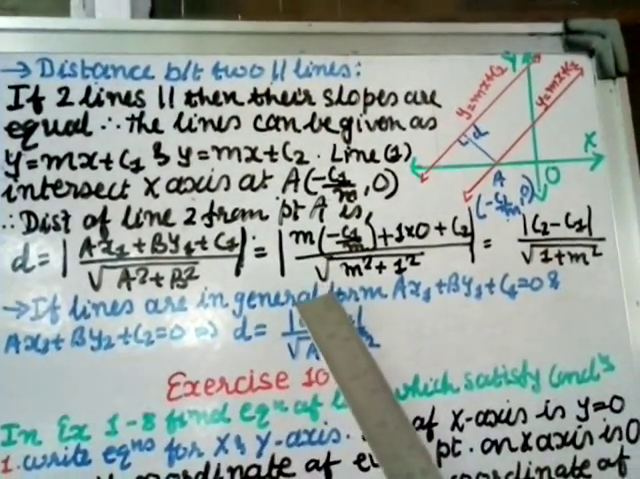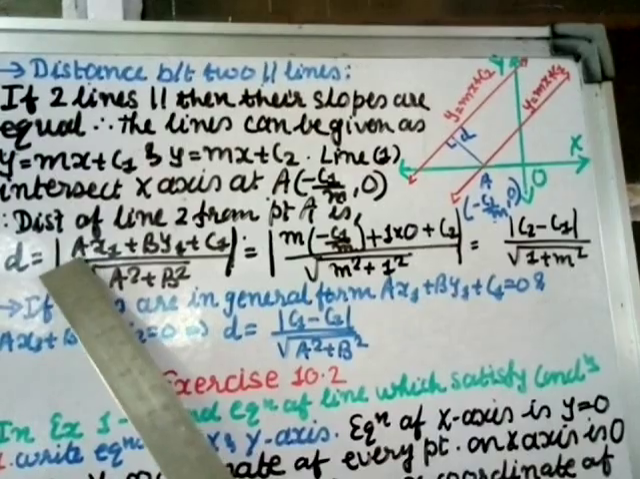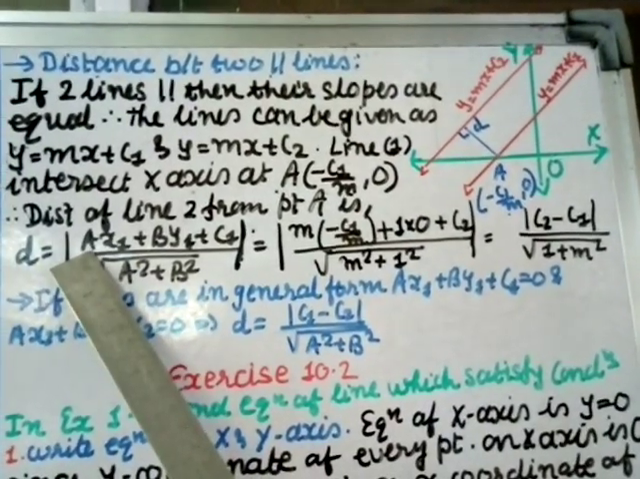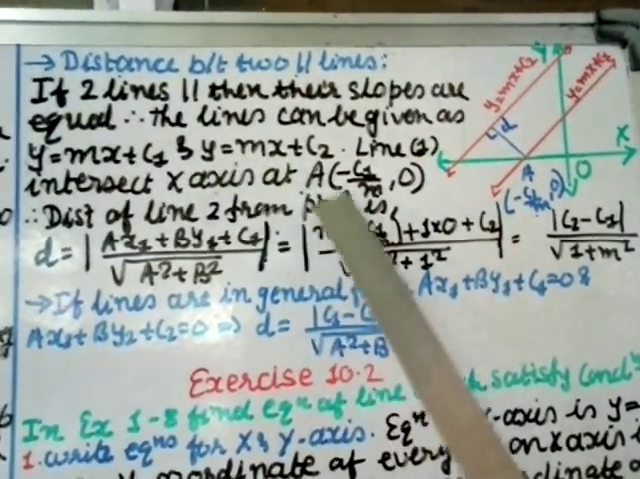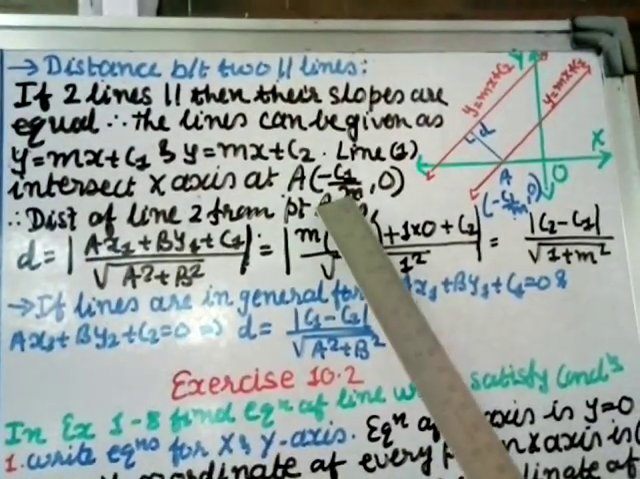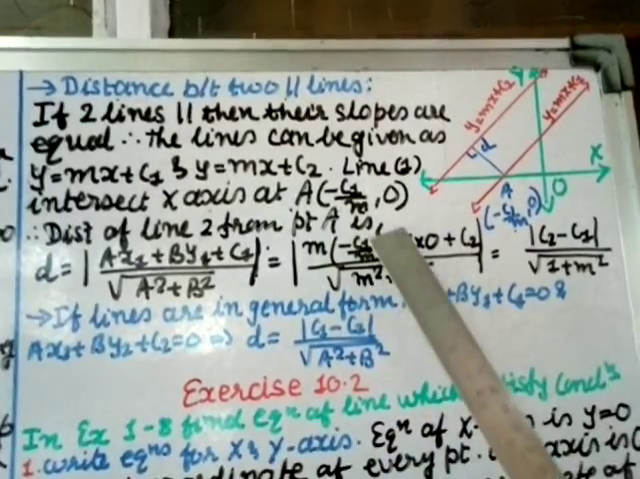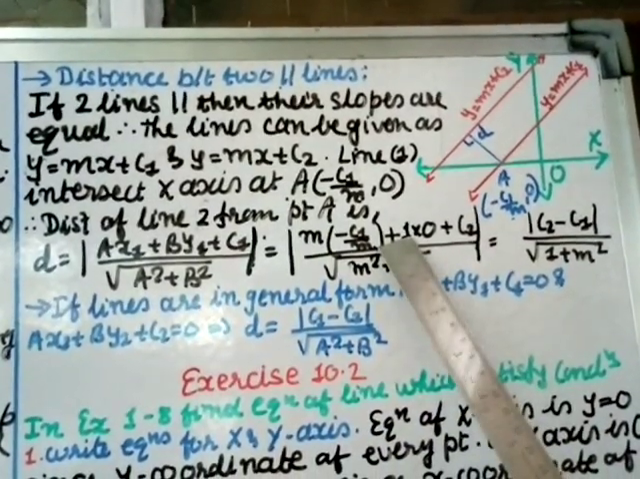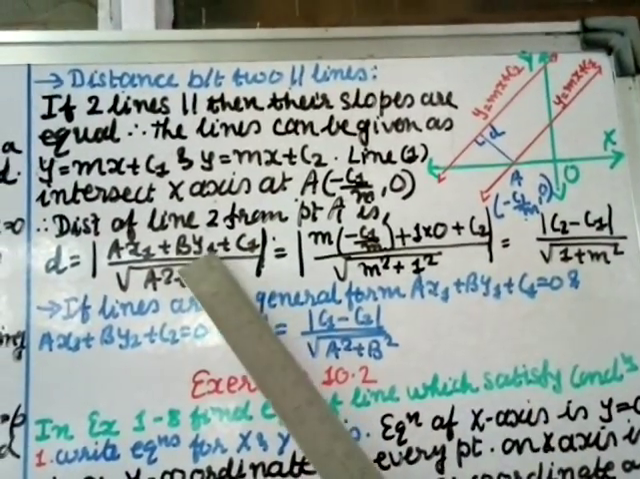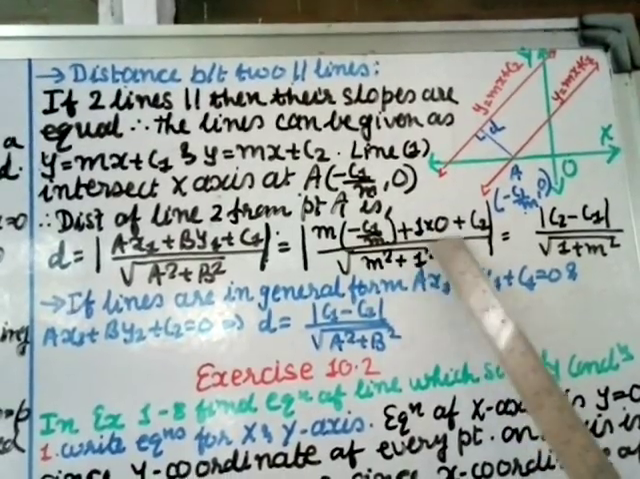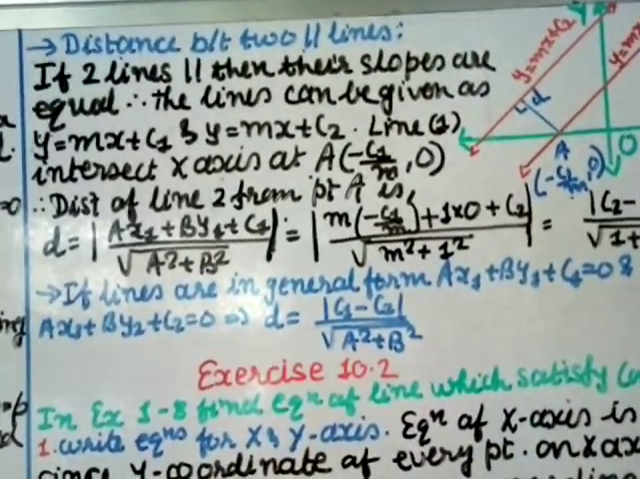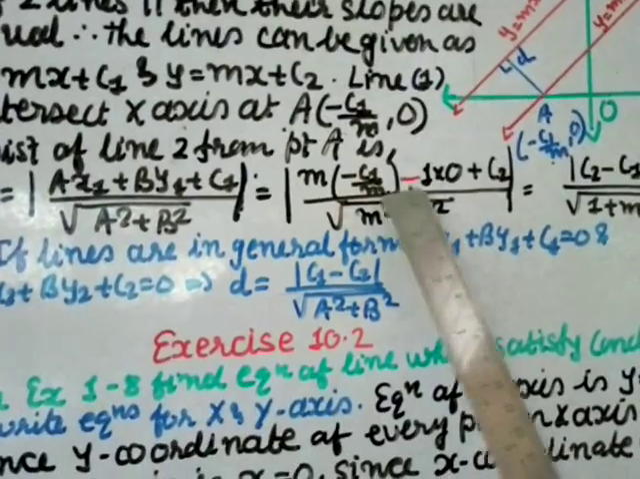So let us put the value. The first is ax1. a is the coefficient of x, so the coefficient of x here is m. So put m, and x1 is this point, so minus c1 by m. Plus the coefficient of y, which here is minus 1, times y1. Though it is minus 1, the y1 coordinate is 0, so this value becomes 0. So minus 1 into 0.